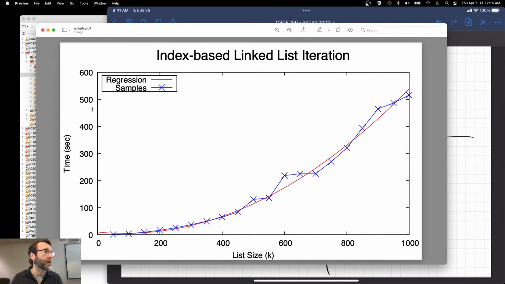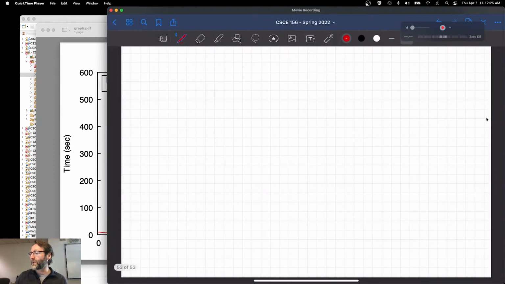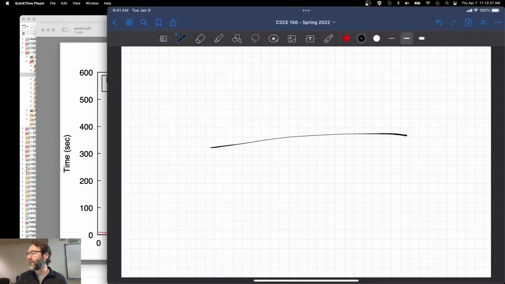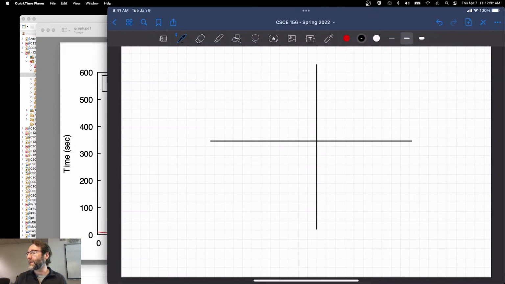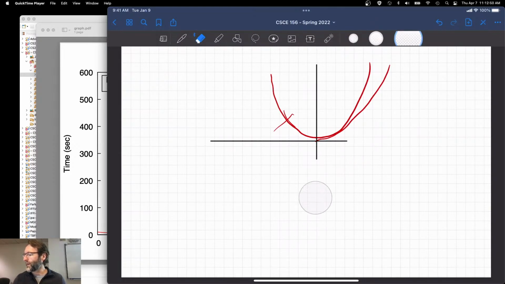So maybe we want a quadratic regression to fit this curve right here. And so I performed a quadratic regression. If you've got a traditional xy axis here, what does your quadratic function look like? It's a parabola, concave up. We're going to ignore this end, and we'll talk about why we ignore that end eventually. But it's this nice curve that goes up like this.